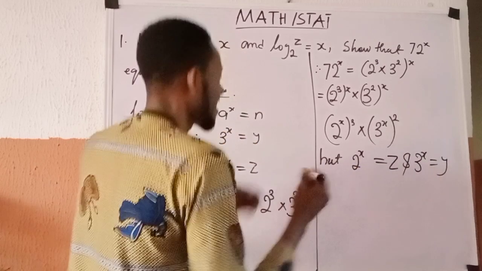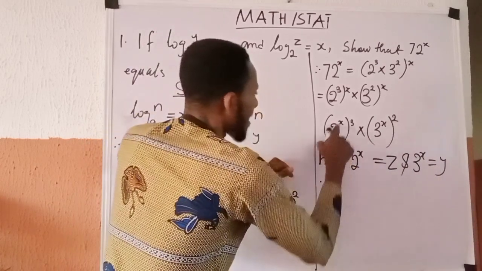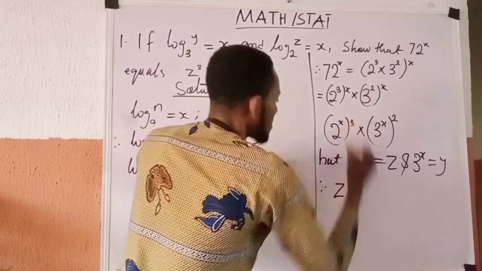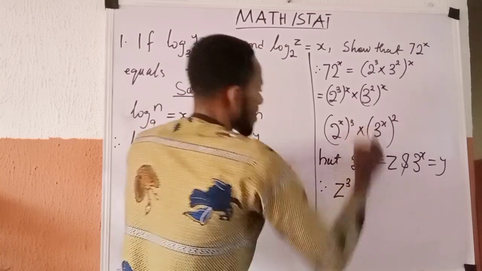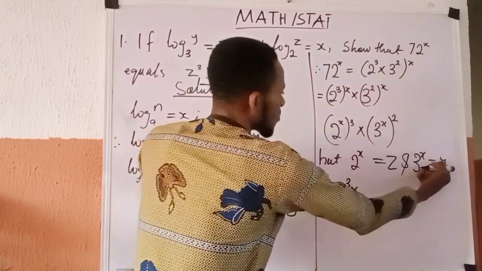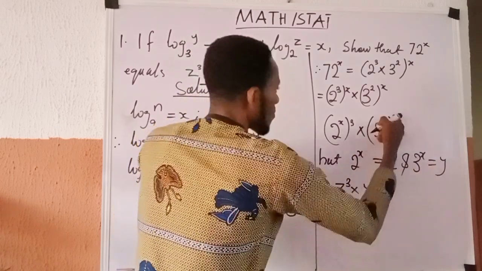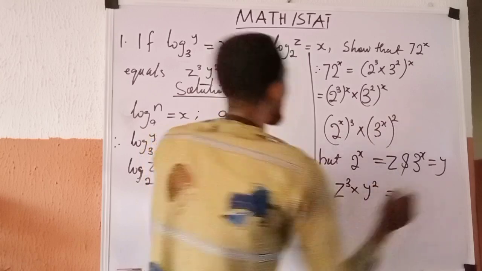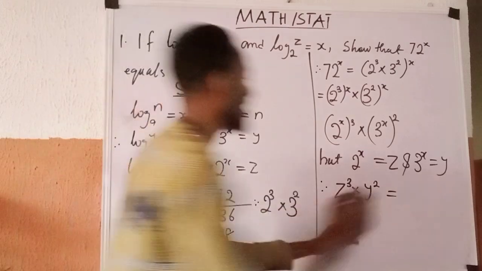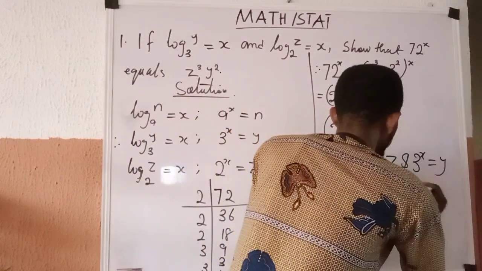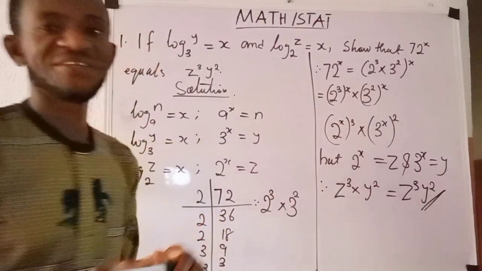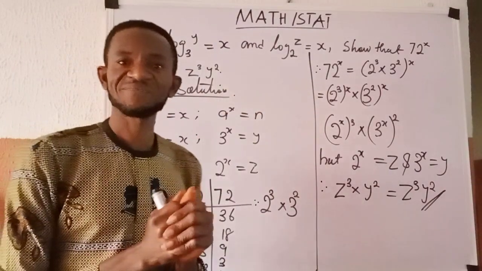So I will say, therefore, here is my 2 raised to power x, which is z. What is the power? 3. Here is multiplied by, here 3 raised to power x is y. What is the power here? 2. This equals, I was asked to show that it is the same thing like this. And this multiplied by this will show us that this is z raised to power 3, y raised to power 2. Beautiful answer. So that's exactly what we have done here.